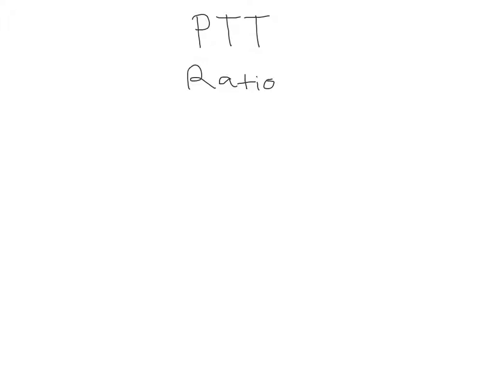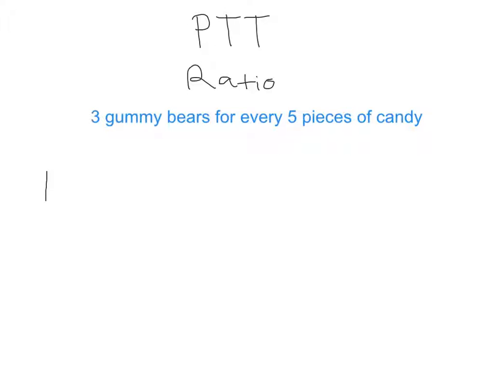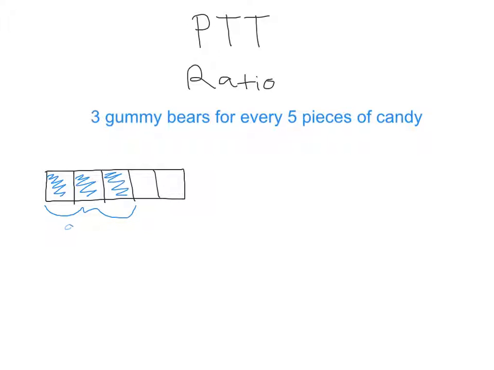Another thing I like to talk about is something called a part-to-total ratio. And you can find someplace in your notes in your handout to go ahead and write this down. An example of a part-to-total ratio would be 3 gummy bears for every 5 pieces of candy. So a tape diagram for this would look like 5 pieces of candy like this. That's divided up. And I would color 3 of them. And these 3 are considered the gummy bears.